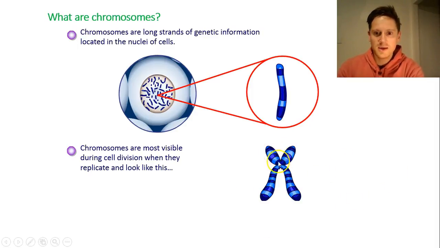So here's what a replicated chromosome looks like. It looks like an X as opposed to just a line like this. Now when we refer to chromosomes, both of these are chromosomes. This is a regular chromosome. This is a replicated chromosome.